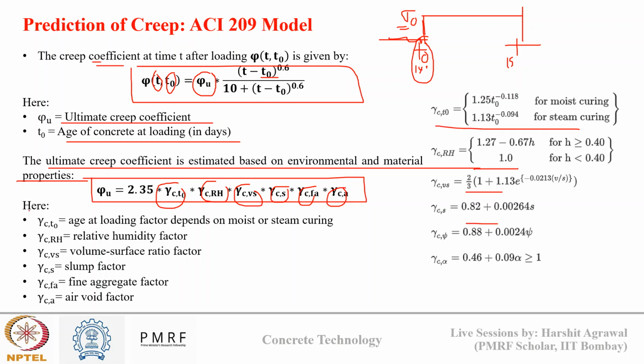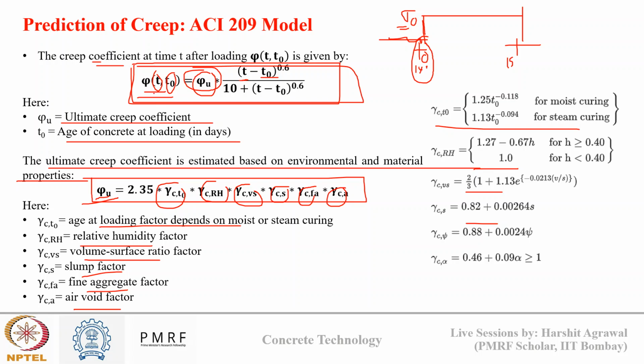These factors determine how creep is related to loading condition, relative humidity, volume to surface area ratio, slump factor, fine aggregate content, and air void inside concrete. So from this formula we can get the ultimate creep coefficient. Once we know it, and knowing for how much time we have kept the concrete under loading, we can determine the creep coefficient after a time t. For this they have given this formula. We'll see the application of this formula shortly when we talk about one numerical.